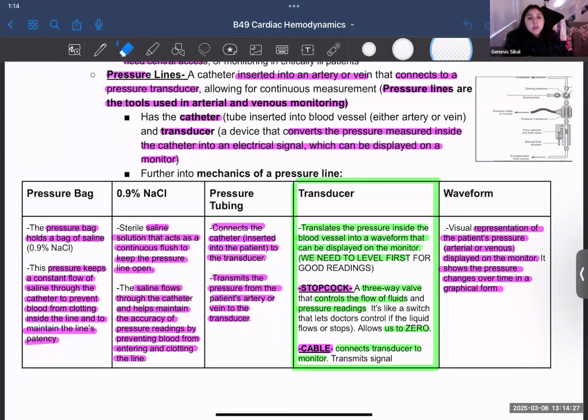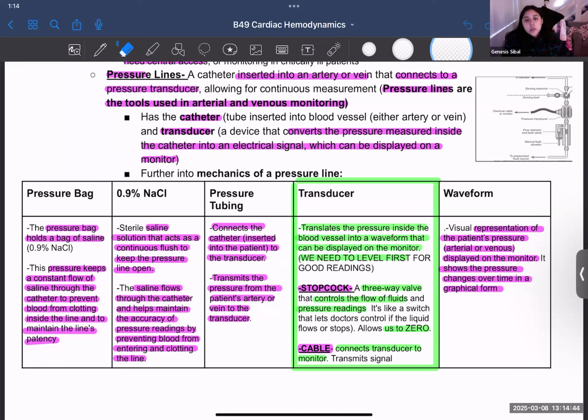Okay. So obviously the saline solution is a continuous flush that keeps the pressure line open, and it helps to maintain the accuracy of the pressure readings and, again, prevents the catheter, the line, from clotting.